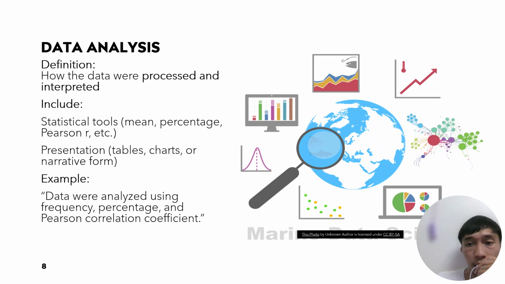The next part is the data analysis, how the data were processed and interpreted. In this section, we explain how we process and analyze the data collected. We can use statistical tools like mean, percentage, Pearson's, and etc. We can also use presentations like tables, charts, or narrative forms. For example, we analyzed using frequency, percentage, and Pearson's correlation coefficient. So that is data analysis.